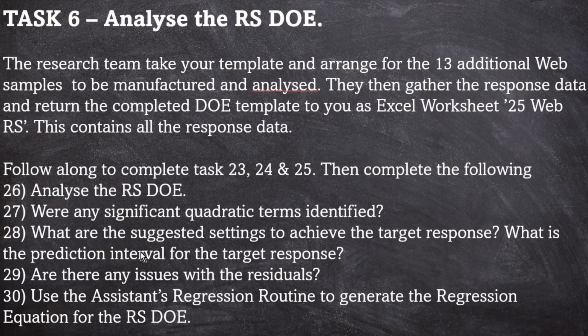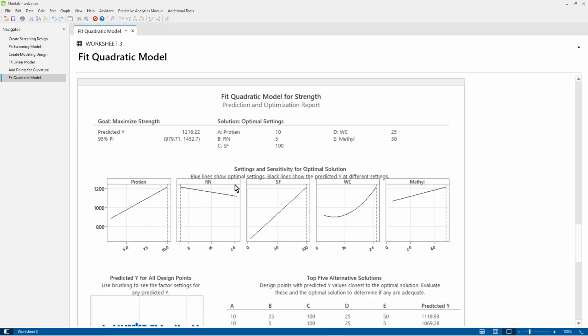Now 28, what are the suggested settings to achieve the target response? What is the prediction interval for the target response? For that we go to the prediction and optimization report. So the target response is now 1216 and the prediction interval is 979 to 1452, and the settings to achieve that are protein 10, Reynolds number 500, shearing force 100, water content 25, methyl content 50.